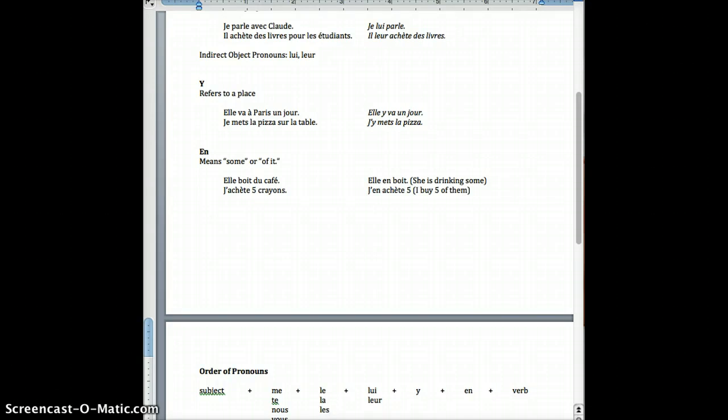En is a little tricky. It can mean some or of it. Elle boit du café. Du café is an indeterminate amount. So she's drinking some coffee. She is drinking some. This is different than elle boit le café. She's drinking the coffee. In that case, that's a determinate amount, and that would be elle le boit. But the fact that you have du, or sometimes des, means some. J'achète 5 crayons. J'en achète 5. I buy 5 of them.